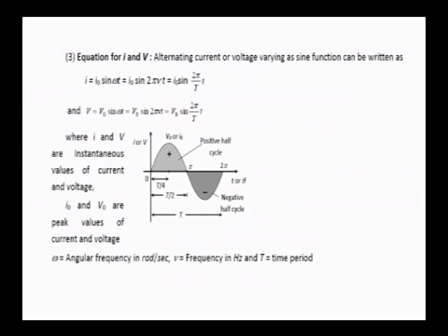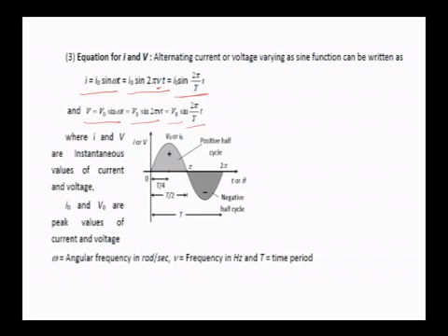Now go to the equation, the same equation which is used in electromagnetic induction. I is I naught sin omega t, where omega is 2 pi times frequency. So I is I naught sin 2 pi by T into t. Voltage is V naught sin omega t, V naught sin 2 pi by T into t.